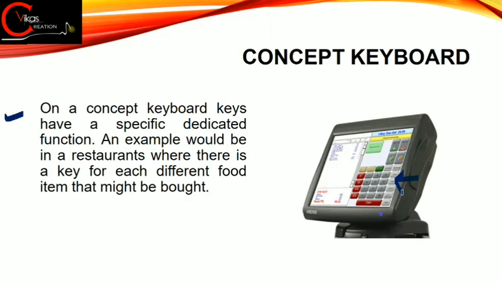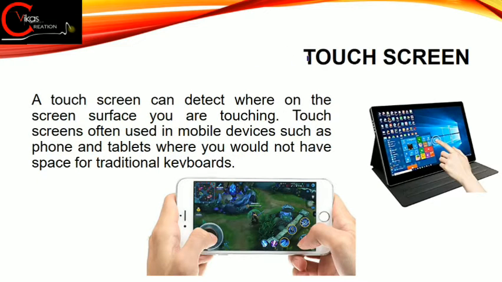where there is a key for each different food item that might be bought. Fine. Then next we have touch screen. Well, I don't think I have to explain this one because you all might be using your touchscreen phones for this video. Fine. So this touch screen is a very touch sensitive display, and the best thing of this display is that wherever you put your finger, it senses your motions, and then it also helps you to locate that thing on your computer screen also.